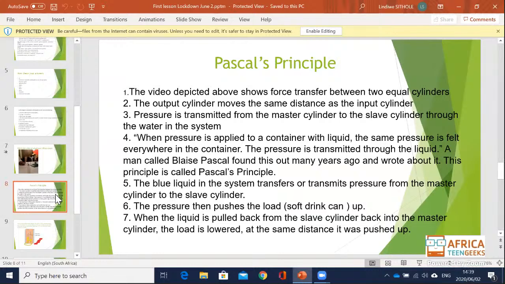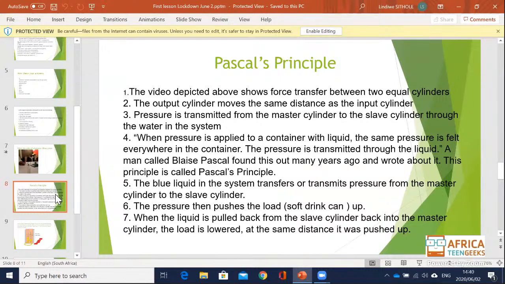When pressure is applied to a container with liquid, the same pressure is felt everywhere in the container. The pressure is transmitted through the liquid. A man called Blaise Pascal found this out many years ago and wrote about it. This principle is called Pascal's principle.